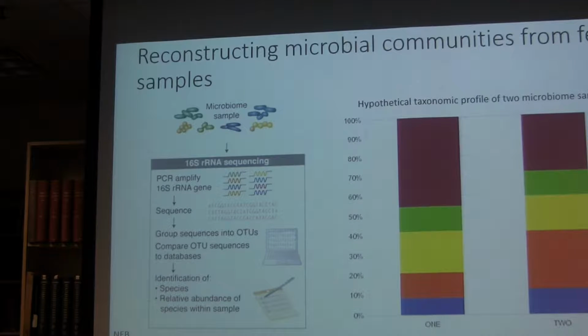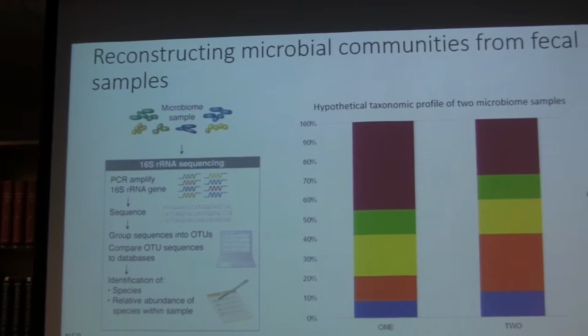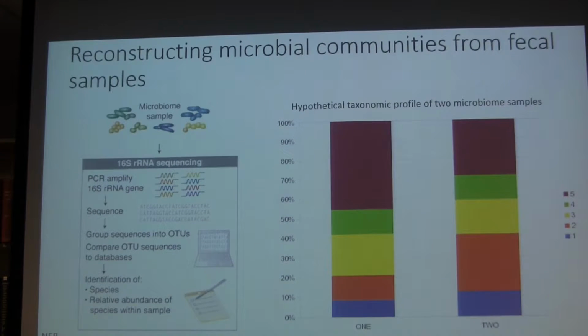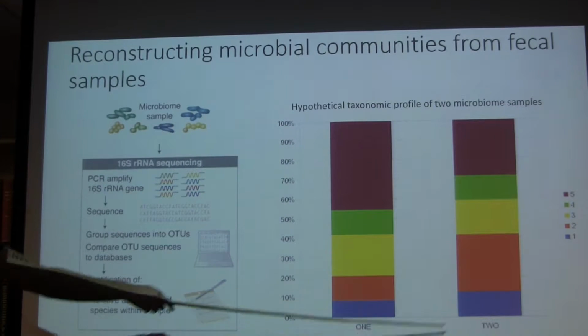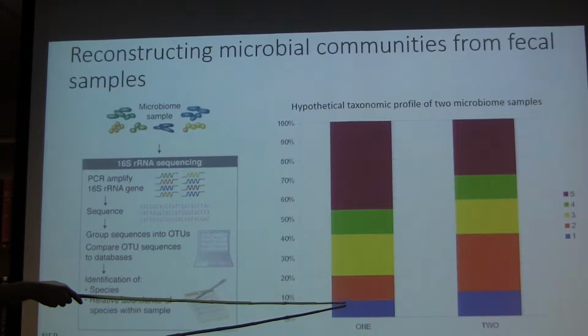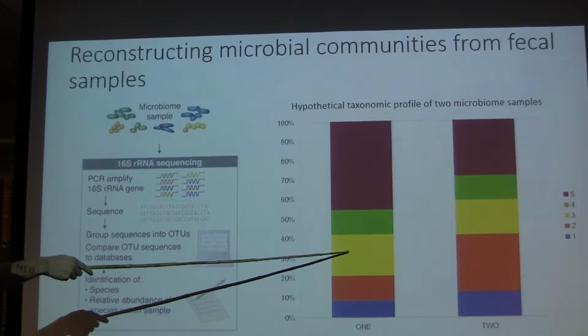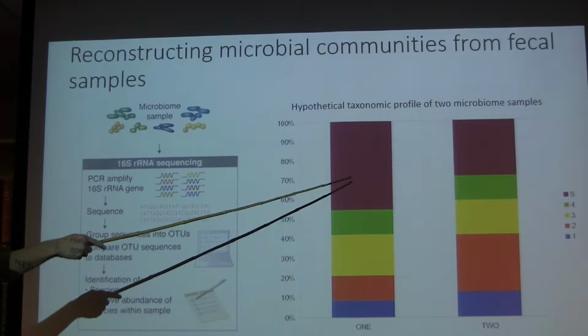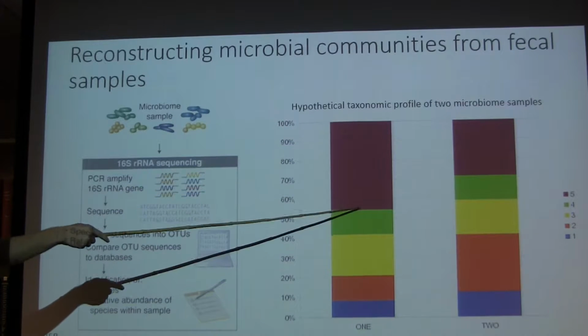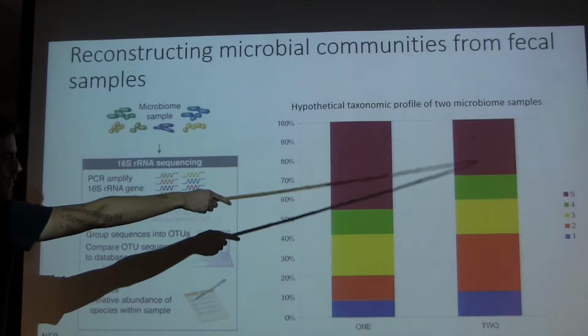So at the end of the day, the data looks something like this. These are two hypothetical samples. I've just completely made this up, but just to give you an idea of what the data might look like. Here, each column would be a sample, so these are two samples from two different hosts. And each color represents a different bacterial taxon. And so you can see, for instance, in this host, this group would be more relatively abundant than in this host.